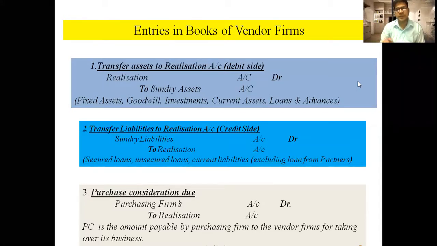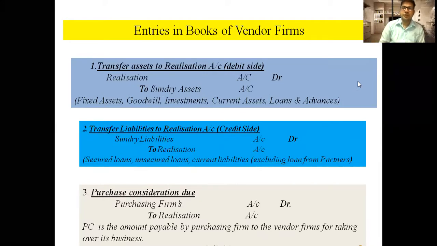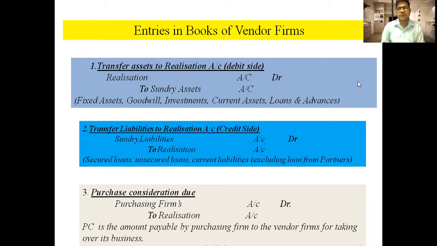The same way in an amalgamation, the vendor firm and the purchasing firm both accept. Vendor firm is the seller firm; vendor firm means the old firm. They accept a certain amount, and because of that amount, you can acquire my business. The purchasing company purchases their business and gives the consideration, and such consideration is called purchase consideration.